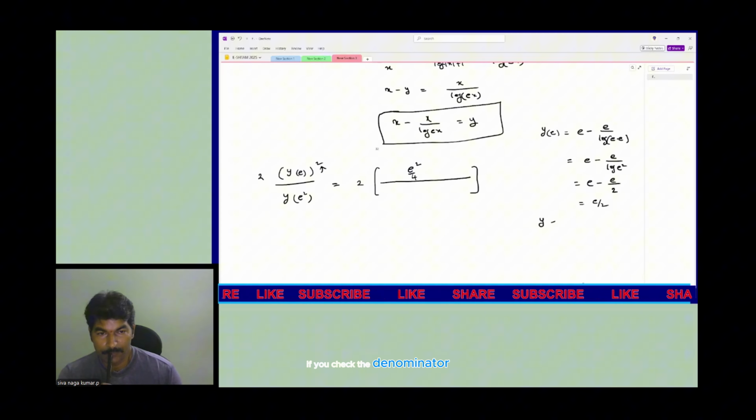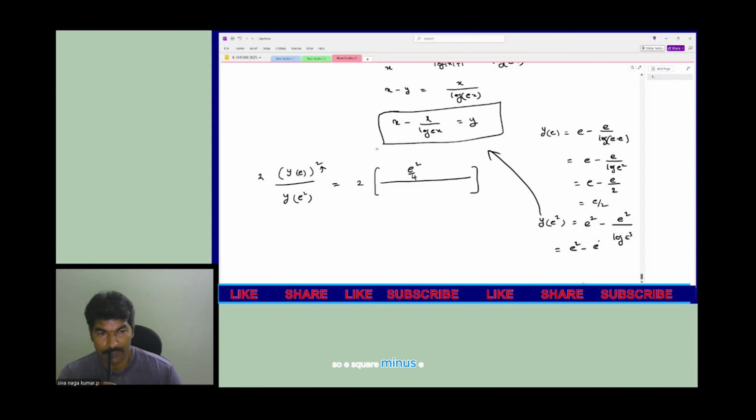If you check the denominator, it is y of e square. That means again, in this equation, we need to substitute e square in the place of x. So e square minus e square by log e square into e, because we are replacing the x value with e square, it will be e cube. So e square minus e square by 3 this time, and this is 2 e square by 3 after doing the LCM. E square cancels, and 2 gets cancelled. So of course 3 becomes the numerator and 4 is the denominator. So finally we got the answer 3 by 4.